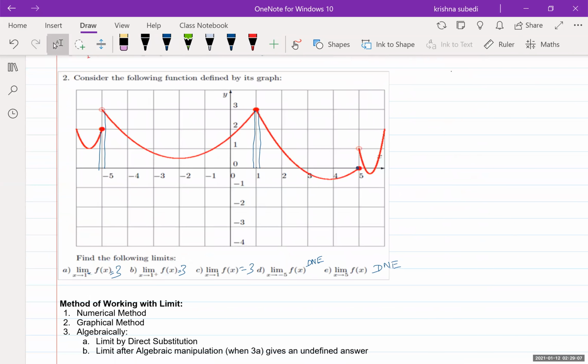Do you have any questions so far, guys? No, Professor. No. Okay, now the question, I think if you are given a graph, you can find out the limit by just looking at the graph, okay?